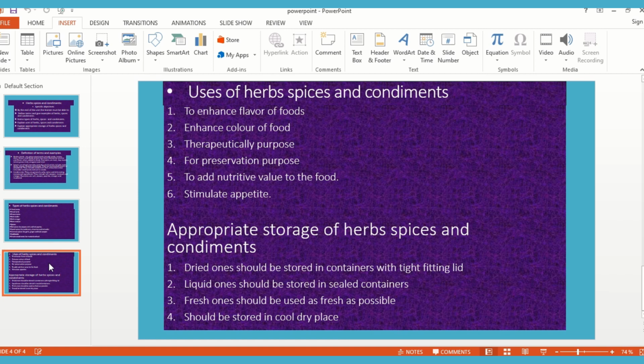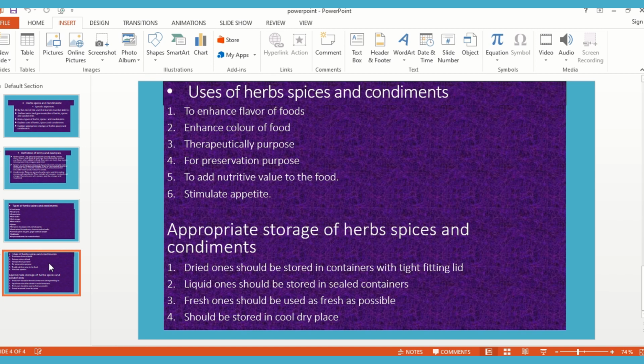We also have to look at the uses of herbs, spices, and condiments. The first one is that they enhance flavor of food. The second one is that they enhance color of food. The third one is they are used for therapeutic purpose, that is medicinal purpose.